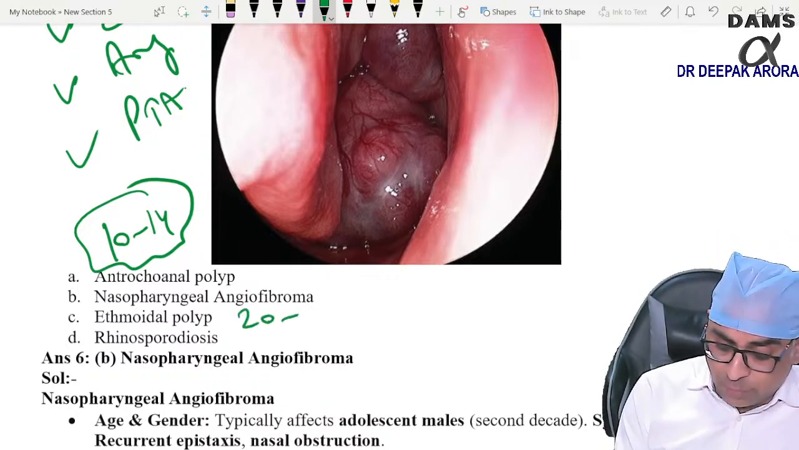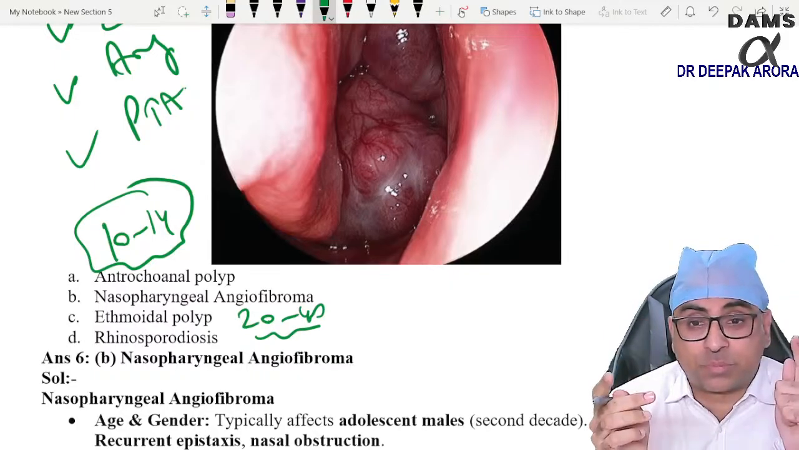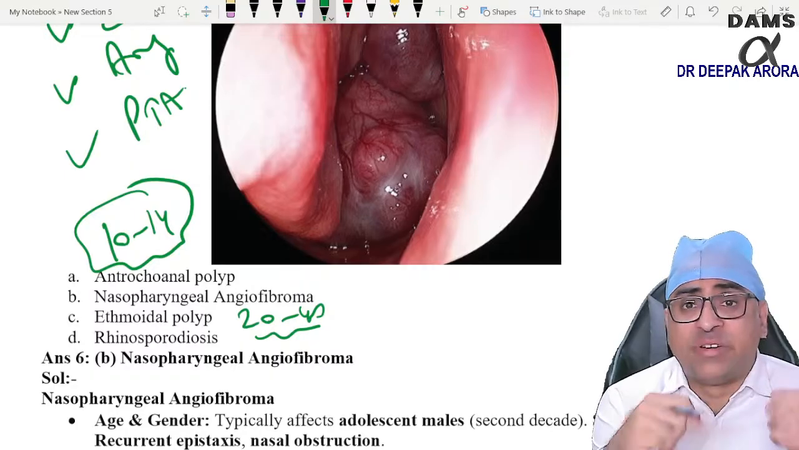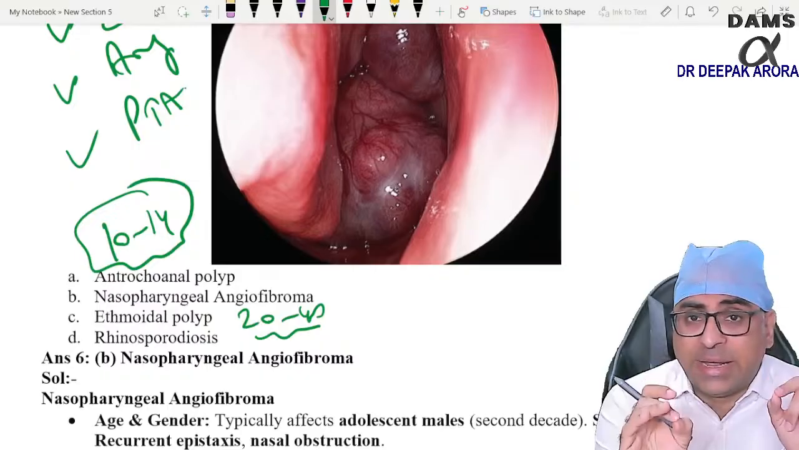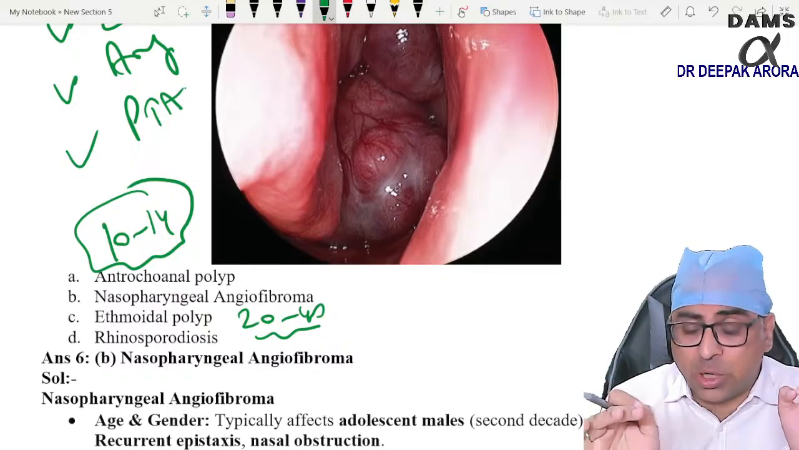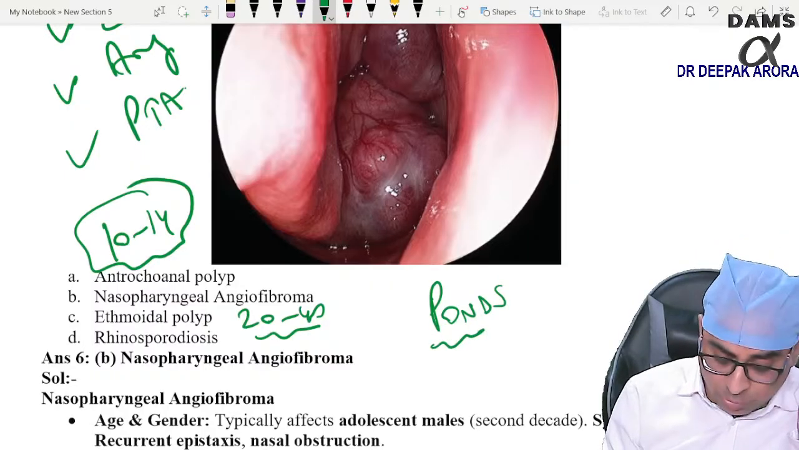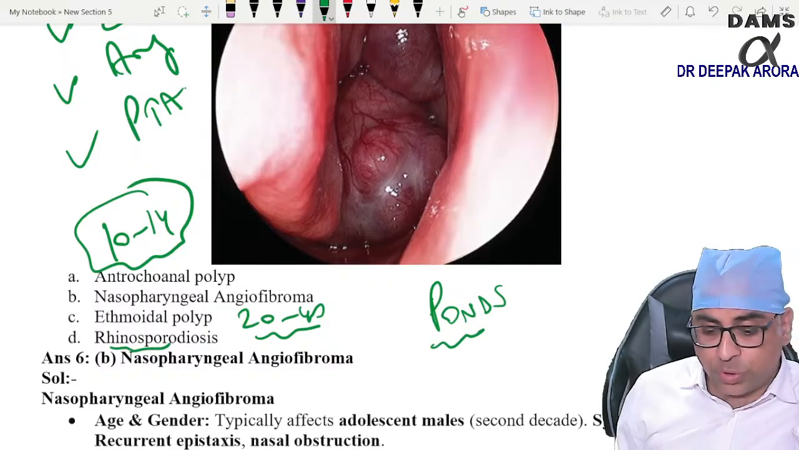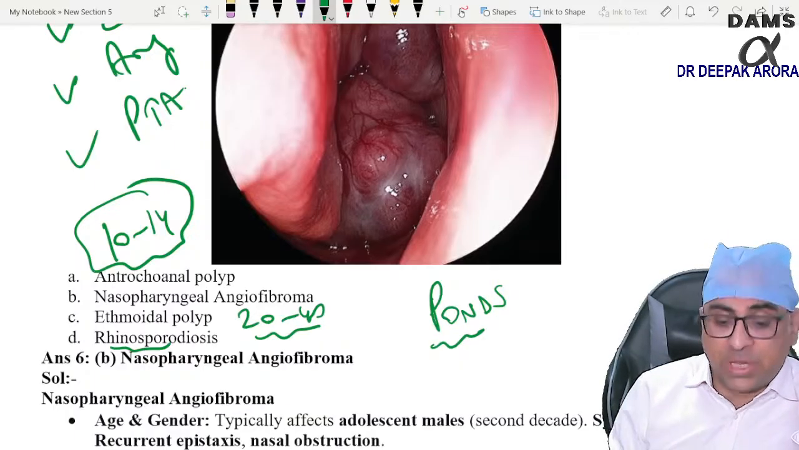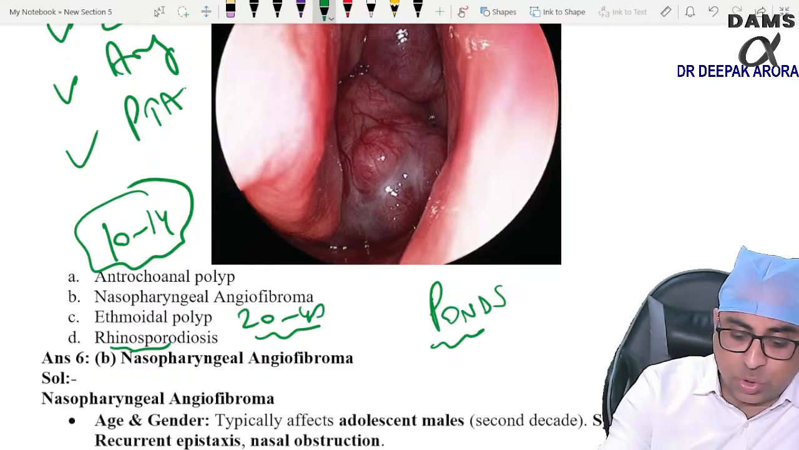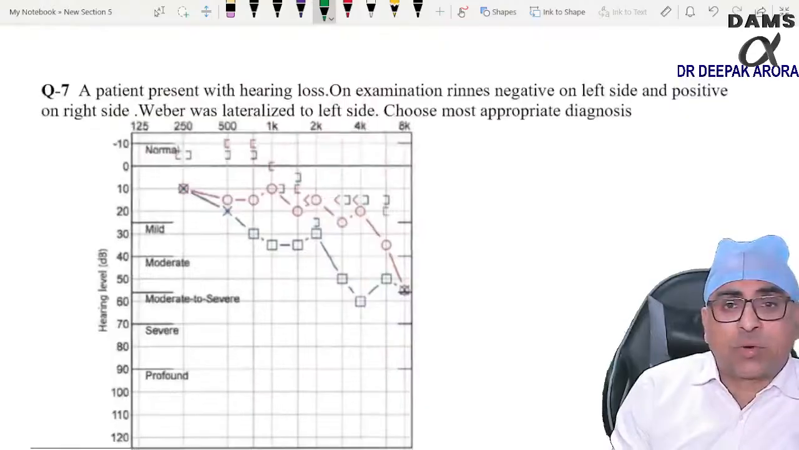20 to 40-year-old patient, bilateral grape-like polyps, ethmoidal polyps. Any polyp which recurs is an ethmoidal polyp. Middle-aged patient from the southern part, Tamil Nadu, history of taking a bath in the ponds, mulberry-like polyp coming out, I will go for rhinosporidiosis. Is it clear? So the answer in this MCQ will be your angiofibroma. Is it clear? Coming to the next one, question number 7.